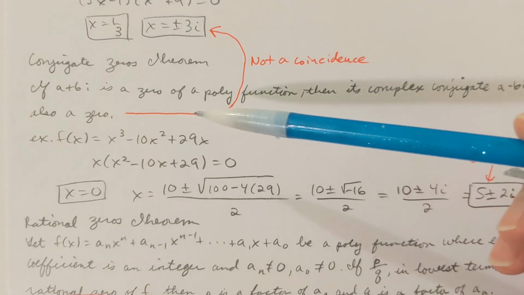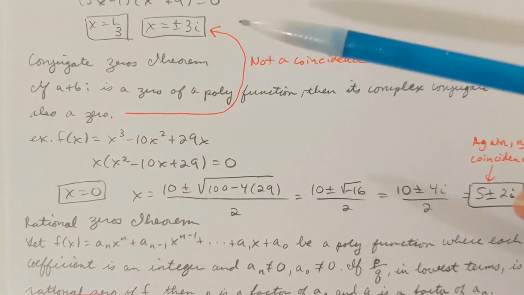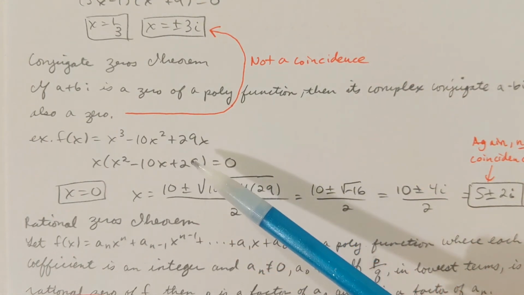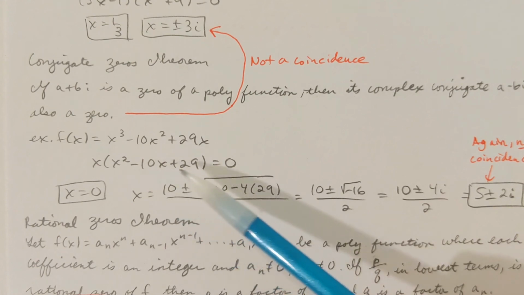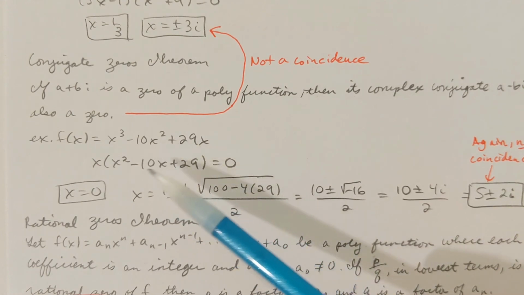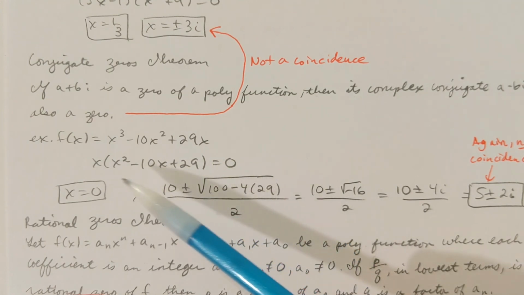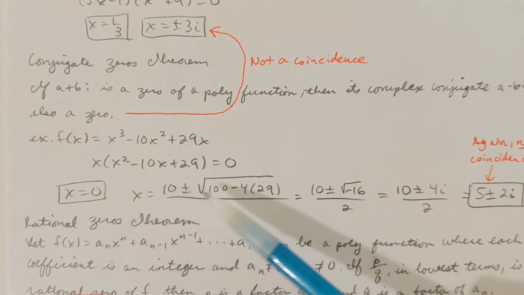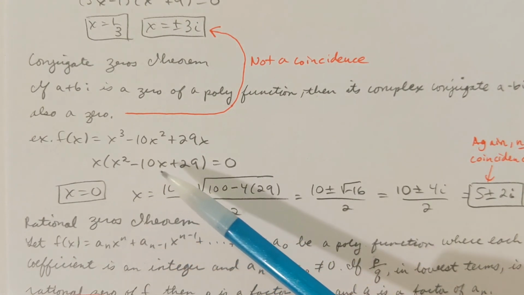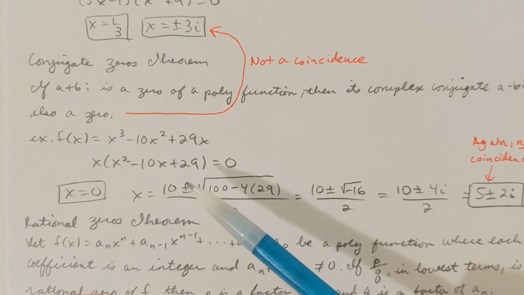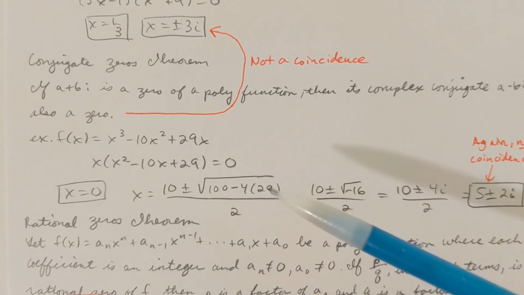Here's another example. F of x equals x cubed minus 10x squared plus 29x. Well, x is in common to these three terms here, so I can factor that out. X times x squared minus 10x plus 29 equals 0. X equals 0, that's easy enough. And then x squared minus 10x plus 29 equals 0. So the only way to do that is to use the quadratic formula.